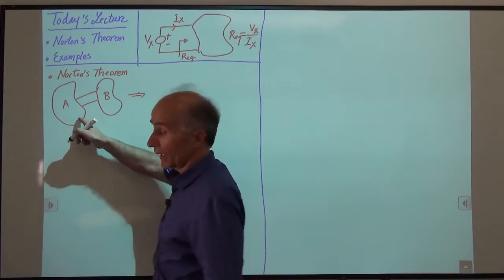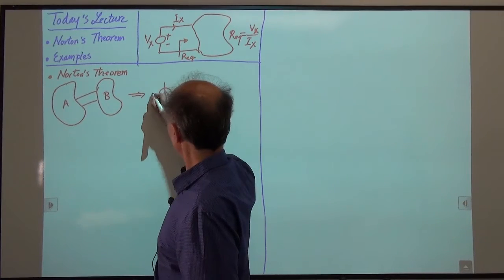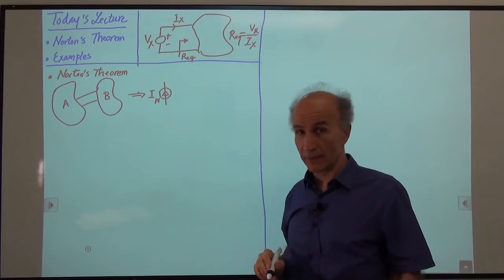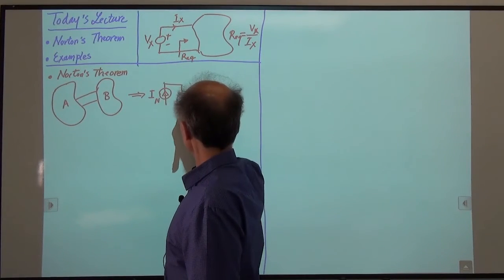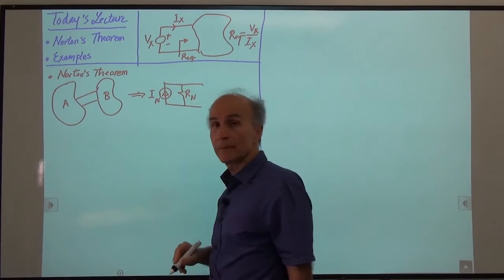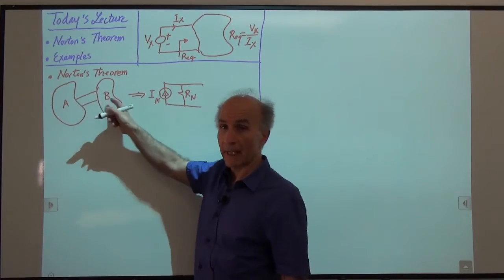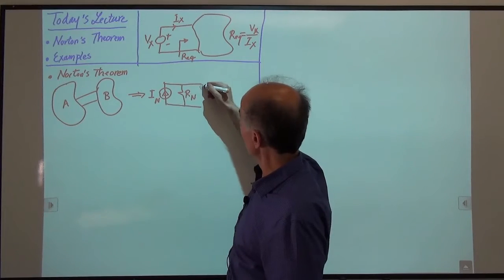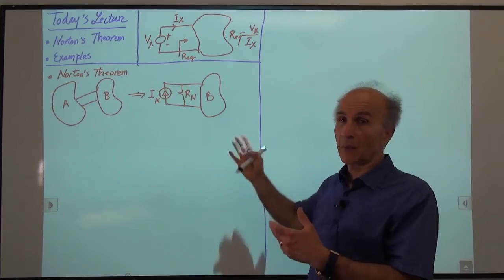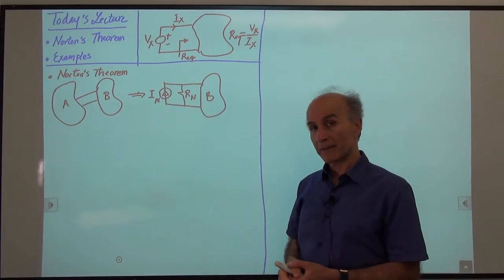You can take section A and replace it by a current source we call I sub n, Norton current, in parallel with a resistor. So in this case, the resistance is in parallel, and that's called R sub n, the Norton resistance. And this is the model of this section. There are two wires coming out, and these two wires take us to section B. So that's section B. If we do this successfully, now we can analyze this circuit instead of that one. So hopefully, the manual labor will be less.